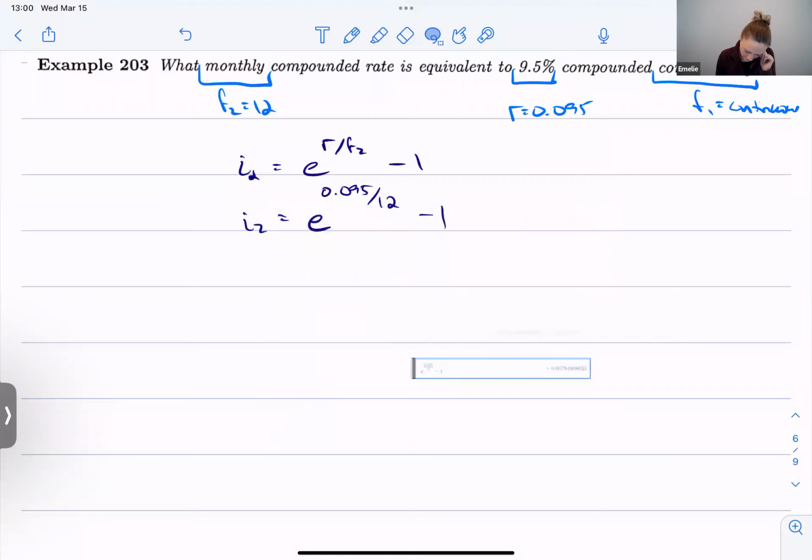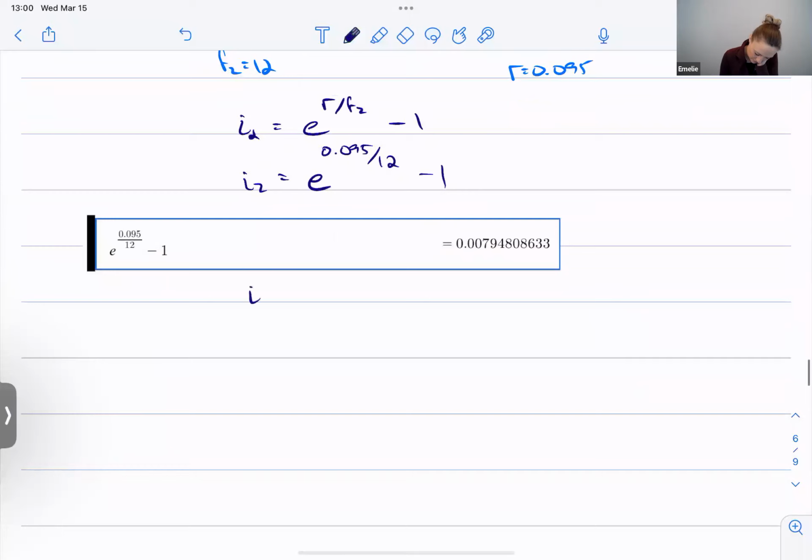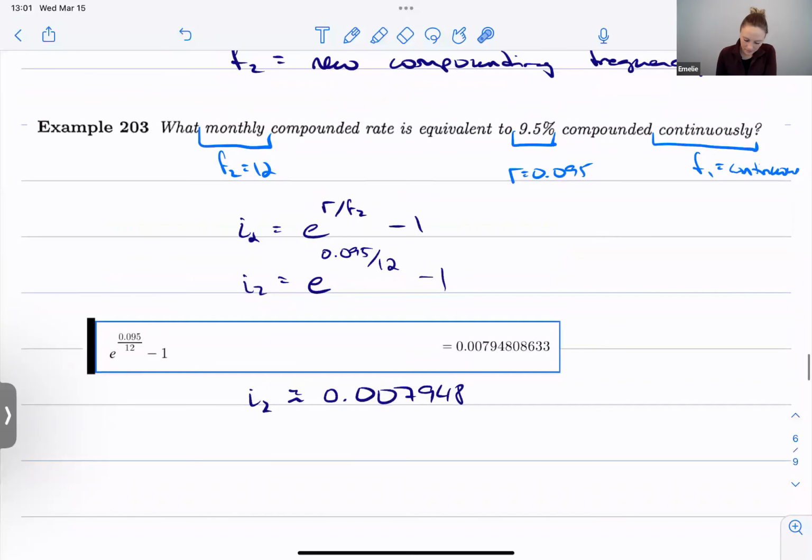So I2 is roughly 0.007948. It's a little bit more decimal places than I usually keep, but because I started with 2 zeros, I bump it out a little bit more. And because I had a 0 here, it just ended it. Okay, this is per month.